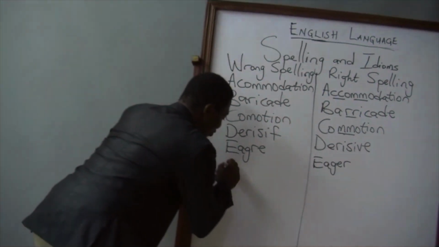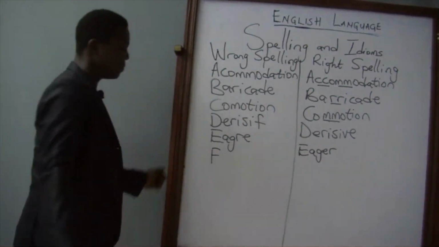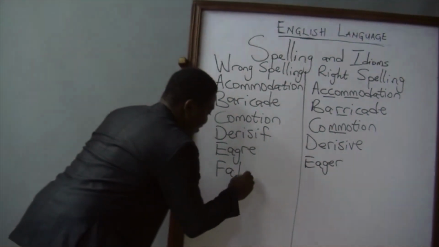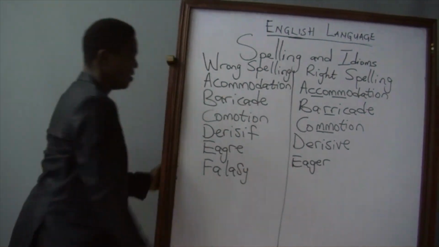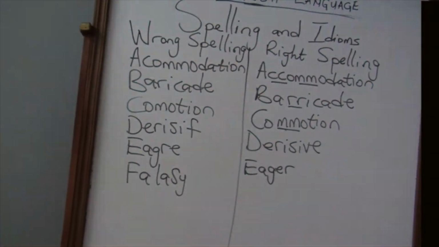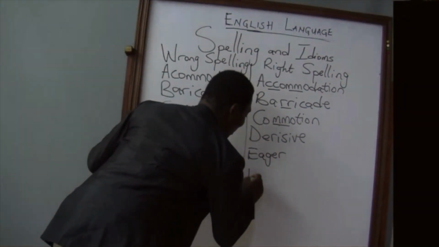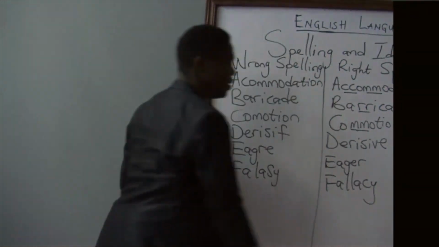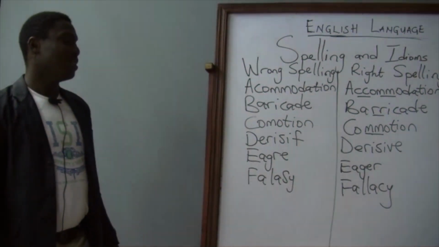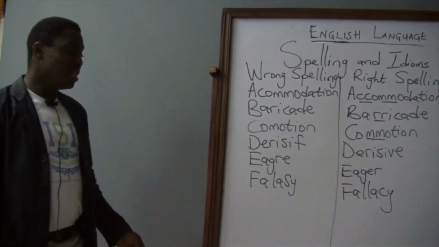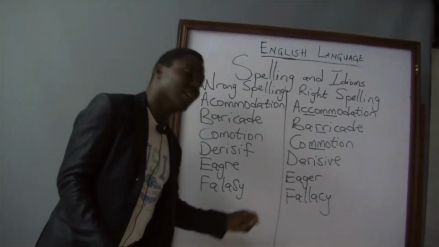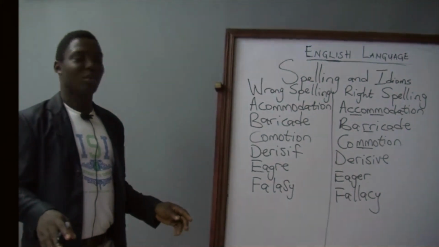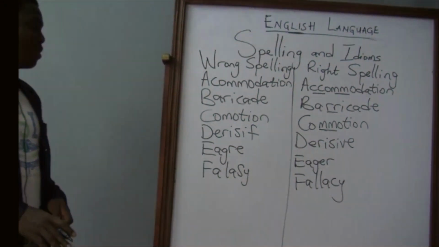The next word is fallacy. This is a wrong way of spelling fallacy. This is the right way of spelling fallacy. And when you say something is a fallacy, the word means falsehood, something untrue, something untruthful.